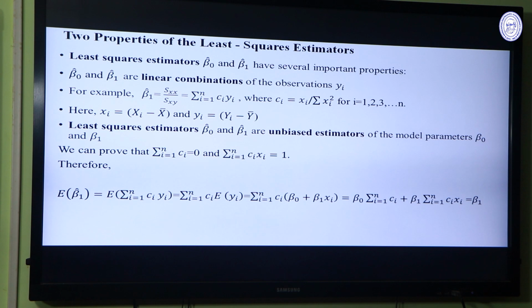First property is that beta 0 hat and beta 1 hat are linear combinations of the observations yi. And as we already know that beta 1 hat is equal to sxy by sxx, this can be represented by summation i equal to 1 to n, small ci yi. Here small ci is equal to small xi divided by summation small xi square.